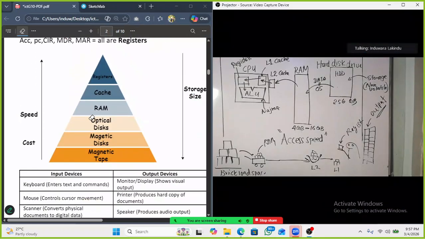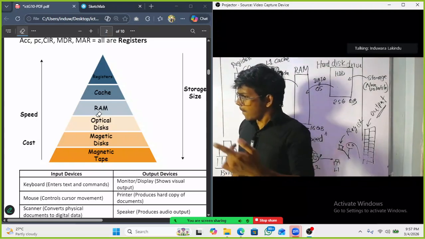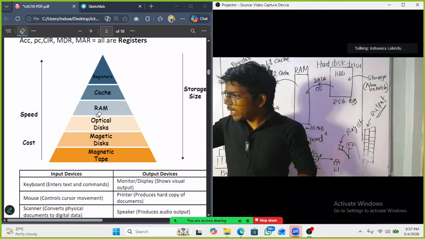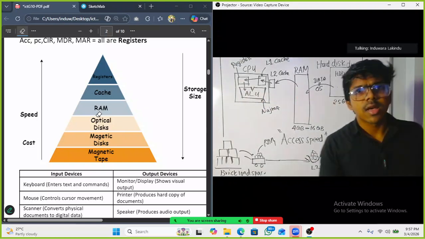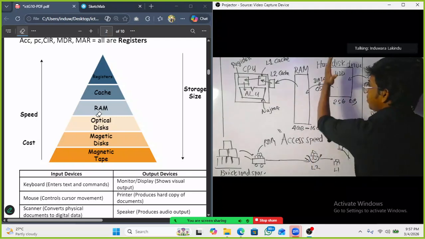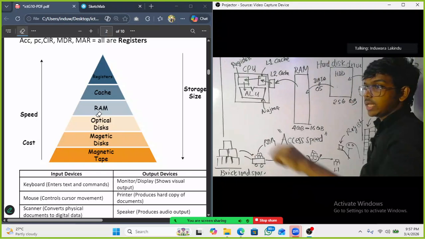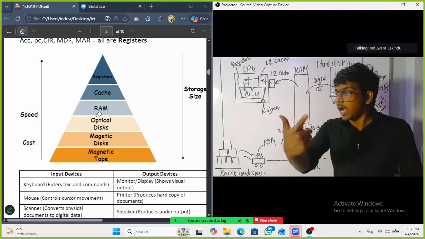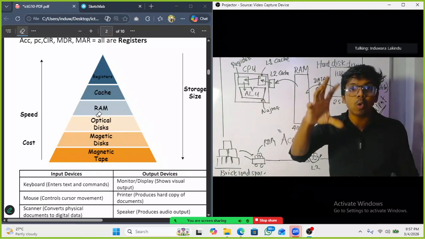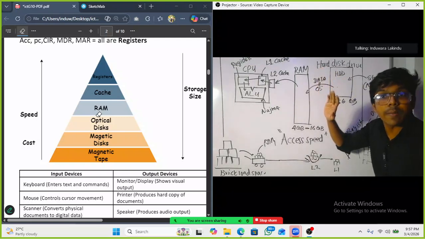Here you can see the hierarchy. Here you can see registers, cache. Now you know there are two levels. RAM, you know. All the other red color ones are what? Secondary storage. That means all the other things are from this level. Optical disk, hard disk, magnetic tape, those are storages. Those are not memories.